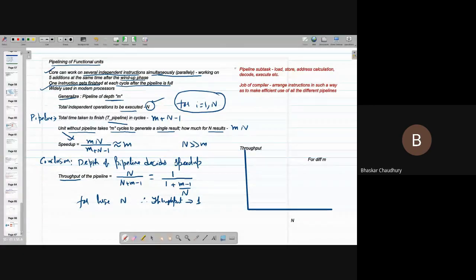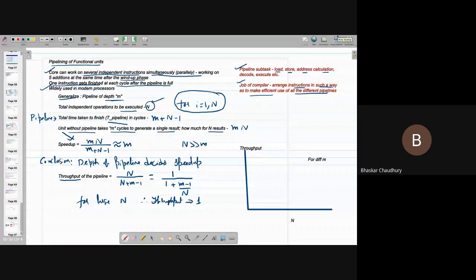Now let us look into a couple of important things. Typically when you talk about the subtasks of a pipeline, those subtasks are basically load, store, address calculation, and there can be many more such subtasks. And the job of a compiler is typically to arrange the instructions in such a way as to make efficient use of all the different pipelines. So there are different pipelines. There can be an addition pipeline, a multiplication pipeline, and some other fetch, execute, decode pipeline. So the compiler takes care of that in the background for us.